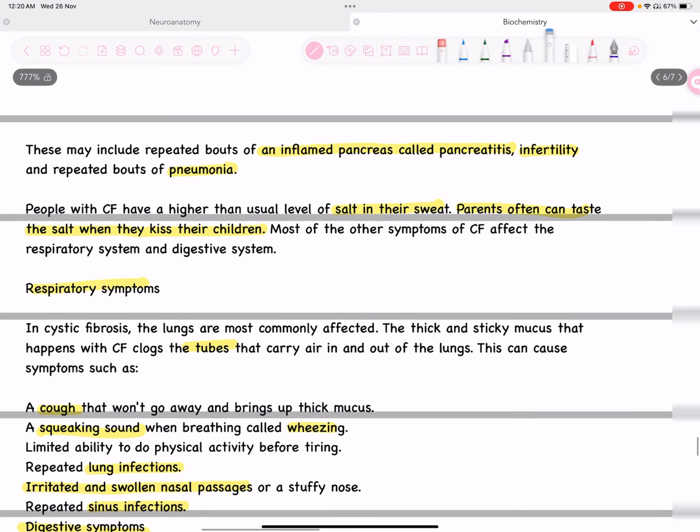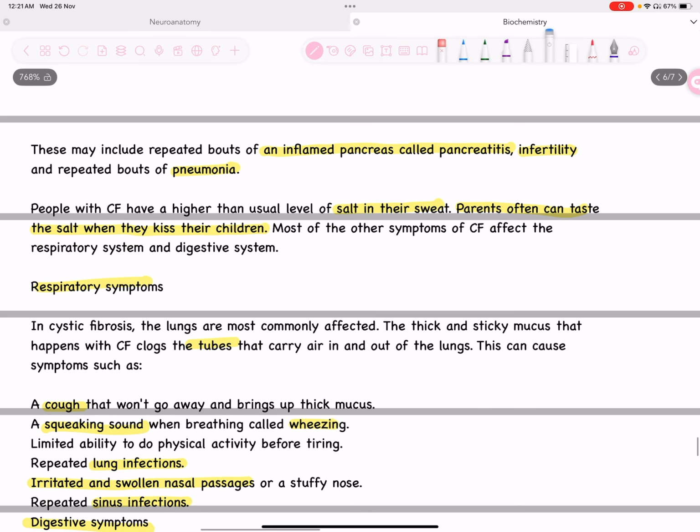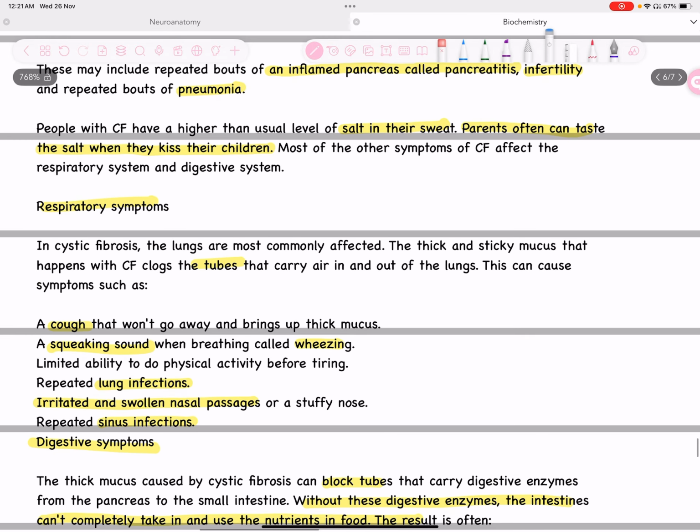And also, normally in babies, when parents are kissing their children, they can make out that there's an excessive or unusual amount of salt in their sweat. So that's how you can see that this is one of the common features or symptoms of cystic fibrosis. So pancreatitis could be one, pancreatic insufficiency, and then infertility, and then frequent pneumonia, and then excessive sweat and salt in the sweat.